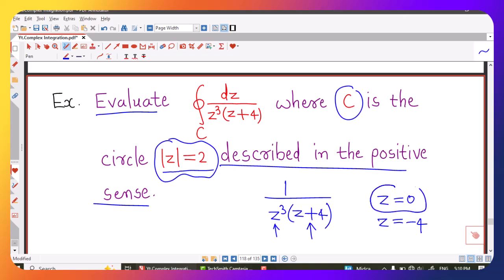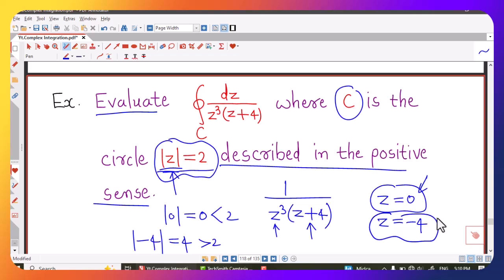So it is clear that z equal to 0 is inside this circle. If I take the absolute value of 0, I will obtain 0 and it is less than 2. Therefore z equal to 0 is interior to this circle, and for z equal to minus 4, if I take the absolute value of minus 4, I will have 4 and that is greater than 2. Therefore z equal to minus 4 is outside this circle.